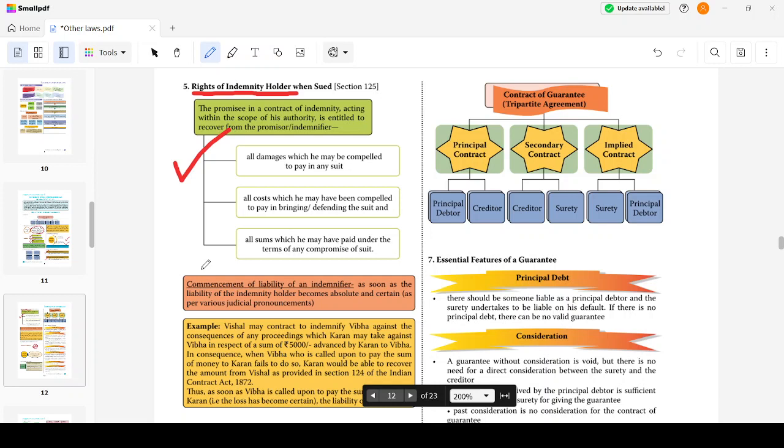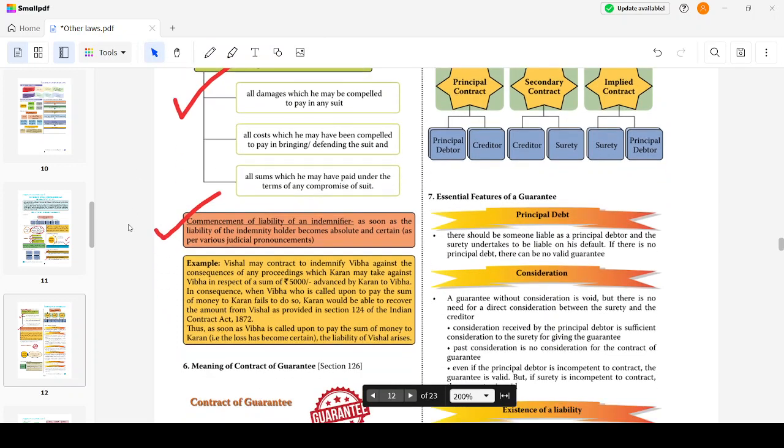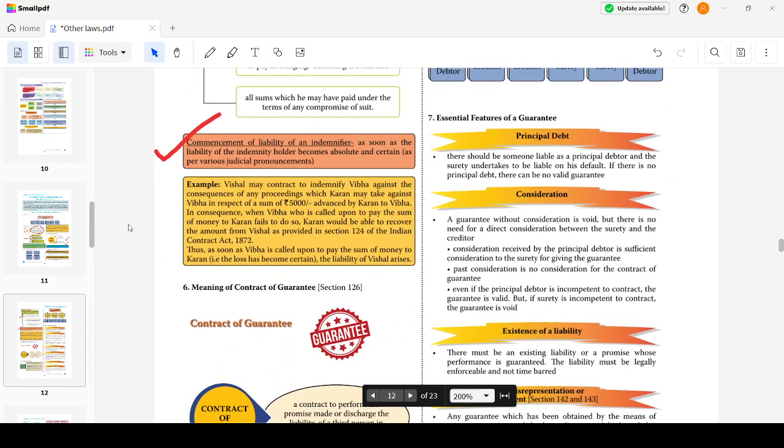When does liability commence? As soon as the liability of the indemnity holder becomes absolute and certain. For example, let us assume Vishal enters into a contract with Vibha against the consequence of any proceeding which Karan may take against Vibha in respect of the sum of rupees 5,000 advanced by Karan to Vibha. When Vibha, who is called upon to pay the sum of money to Karan, fails to do so, Karan would be able to recover the amount from Vishal as provided in the sections.